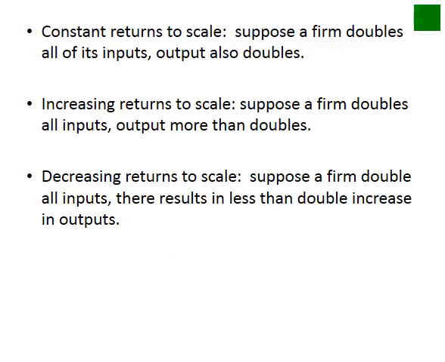Constant returns to scale: let's look at, in each case, what happens if a firm doubles all of its inputs, for example the workers and the raw materials and so on. If you double your inputs and output also doubles, then we're going to say you have constant returns to scale. If, on the other hand, you double your inputs and output more than doubles, you'll have increasing returns to scale. And lastly, if a firm doubles all the inputs and that results in less than double the output, then you have decreasing returns to scale.